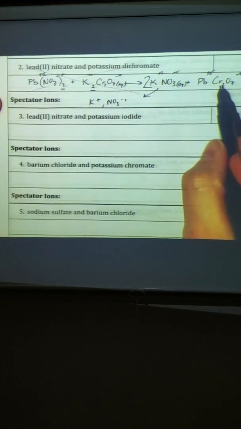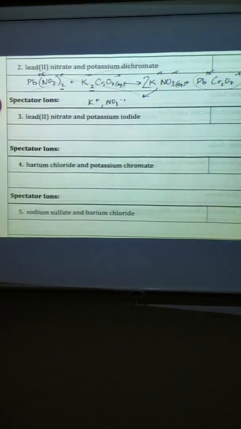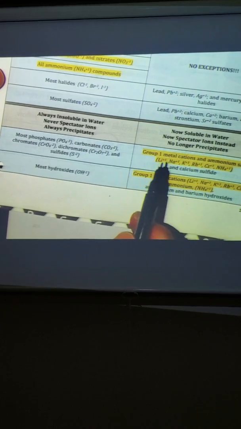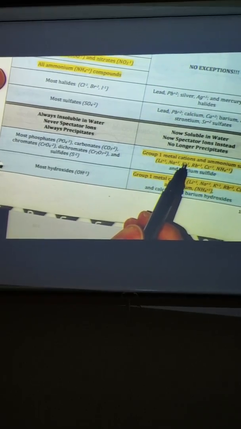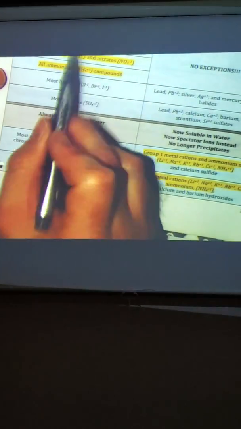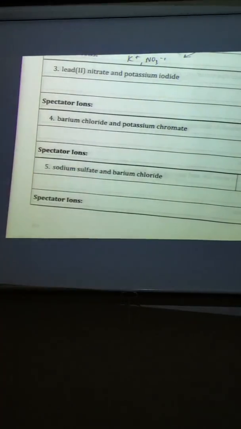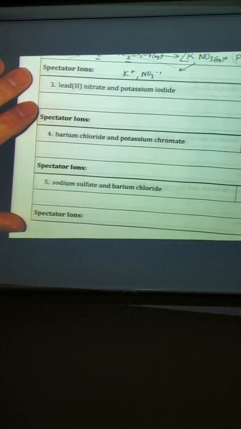That means the only one left over is the lead dichromate. That could be our solid. And if we look for dichromates way down here, we see that lead's not an exception. So usually dichromates are precipitates. Only when potassium was around was it not, and that was always the case because they never precipitate ever. So again, that's the process of doing those.